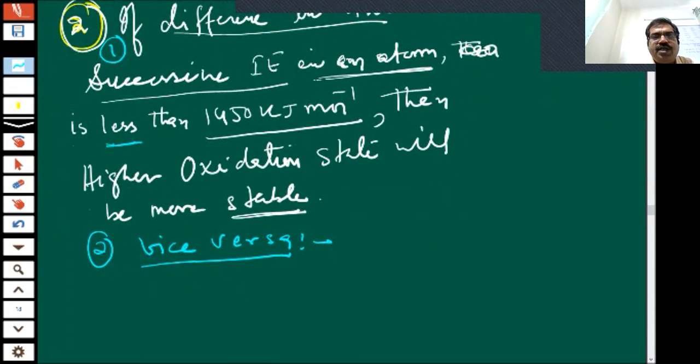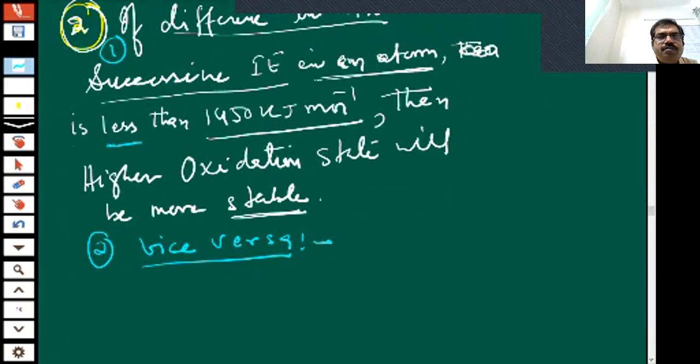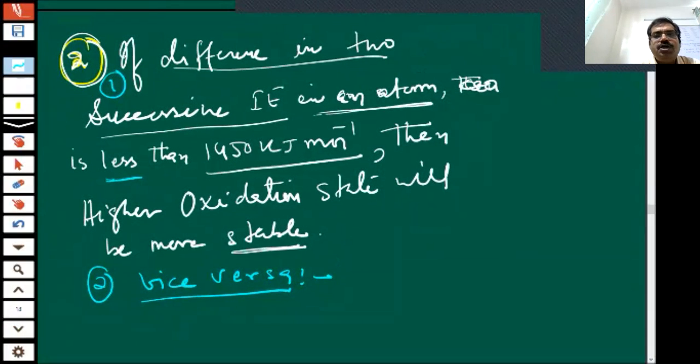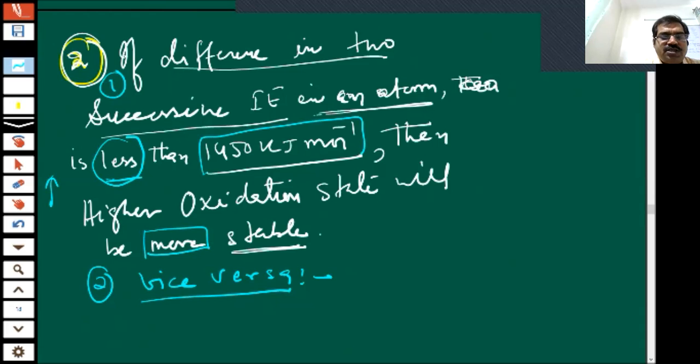Shall I write the full sentence? No, sir, don't need it. Did you understand? See, if the difference is this much, then higher oxidation state is stable. And if the difference is more than this, then higher oxidation state is less stable. Means if it becomes more here, then here it will become less stable.